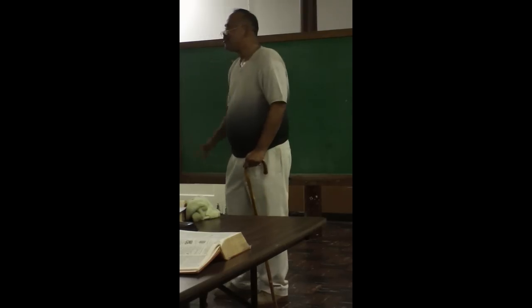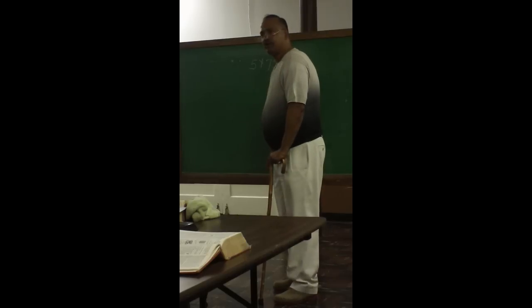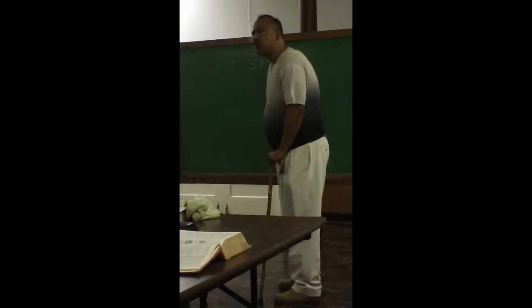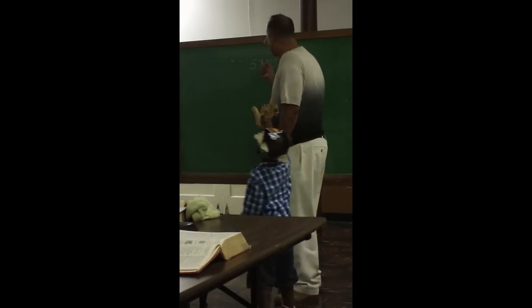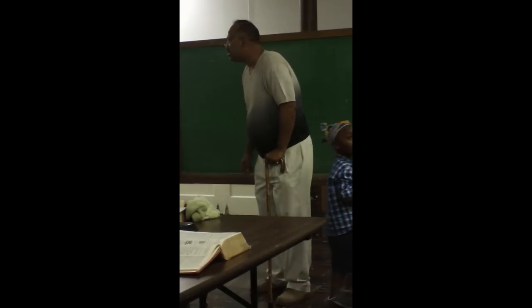They don't have to carry nothing nowhere. You see, 5 times 7 is what? Yeah, but see, this is a tens place, so there's a 0 there. So that means that if this is a tens place, that's 350.